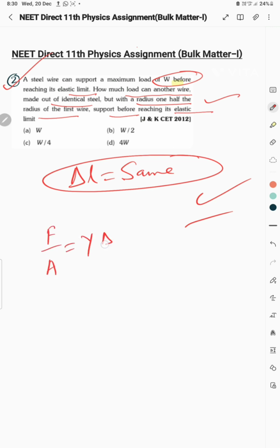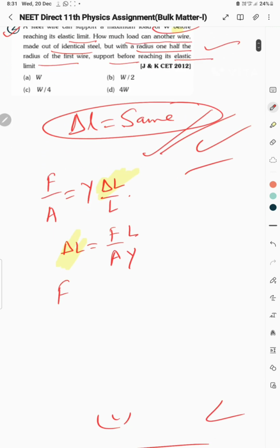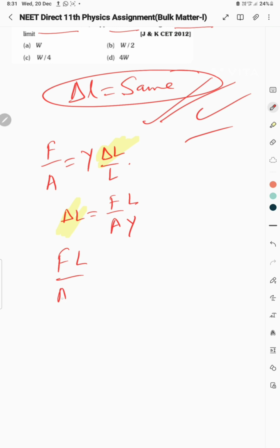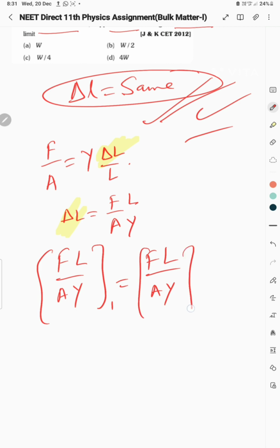This is the standard way of writing Hooke's law. So delta L therefore is F by A divided by Y into L. I've determined the value of delta L is FL by AY. It is said that it is constant, same. So I should write here FL by AY of first wire should be equal to FL by AY for the second wire. As you know, material is same, so Y has to be same. You strike it off, right? The rest of the things we can manage.